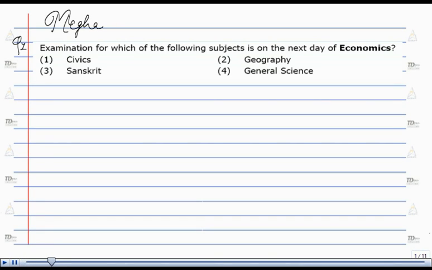The question is, examination for which of the following subjects is on the next day of Economics? Now, as we have already discussed directions for this question in the above one and had made a table also. So from that table we get the information that on the next day of Economics, the subject which had test is Geography, which is option number 2.